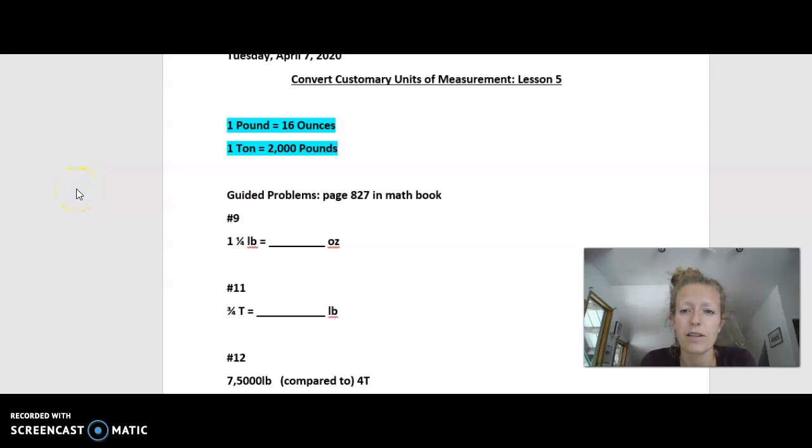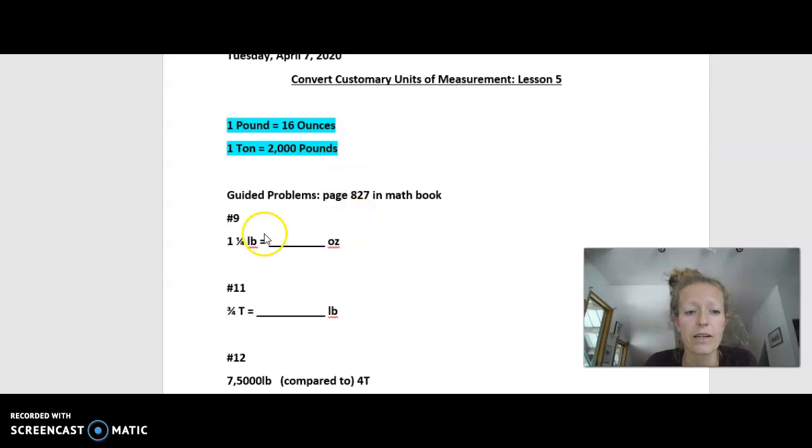Today we're going to talk about Lesson 5 in Chapter 11, Convert Customary Units of Measurement. So before we go on to working out our problems from page 827, let's put down in our notes this reference right here. 1 pound equals 16 ounces, and 1 ton equals 2,000 pounds. You're going to need these on hand in order to work out these problems.